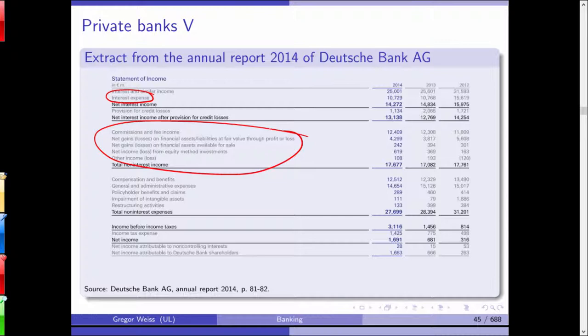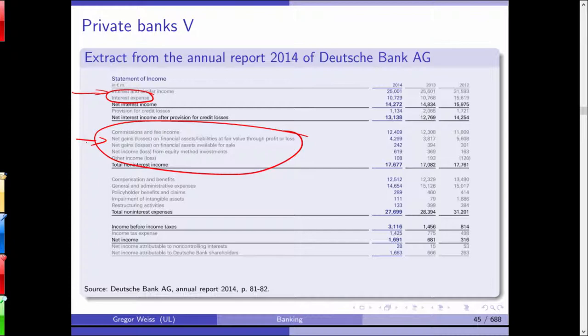Second, if you want to make a very broad distinction between the commercial banking and lending business and the investment banking of a bank, just look at this: interest versus non-interest income and expenses. Everything that is interest related comes from lending and deposit taking. Everything that is not interest related, non-interest income and non-interest expenses, is investment banking. Fees, commissions, everything you earn from offering services that are not really related to a loan or to a deposit.